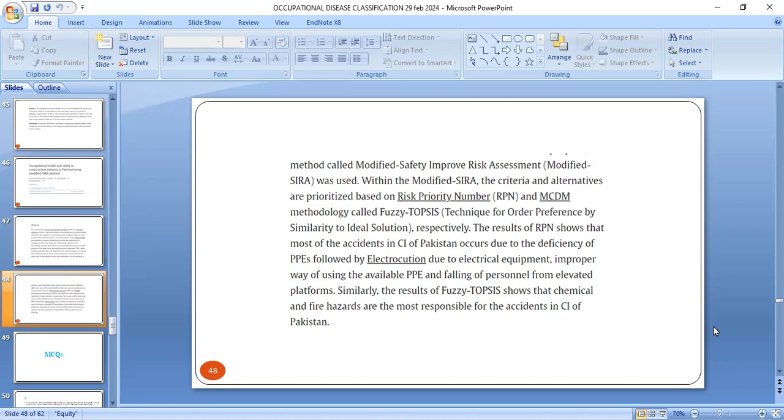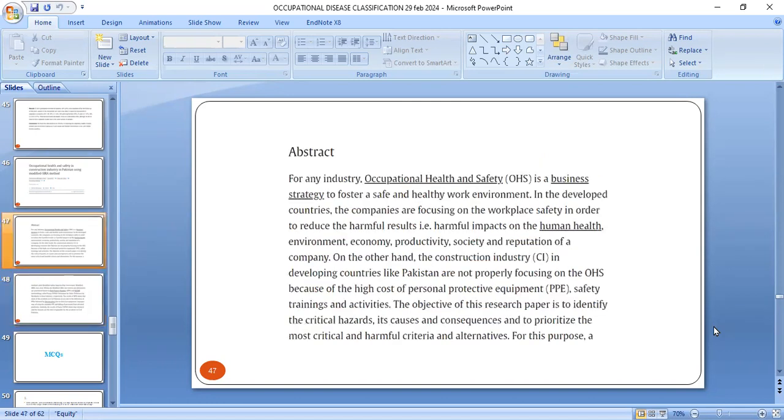The results of RPN show that most of the accidents in the construction industry of Pakistan occur due to deficiency of personal protective equipment followed by electrocution due to electrical equipment, improper way of using available personal protective equipment, and falling of personnel from elevated platform. Similarly, the results of TOPSIS show that chemical and fire hazards are the most responsible for the accidents in the construction industry of Pakistan.